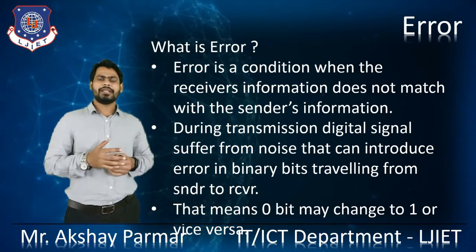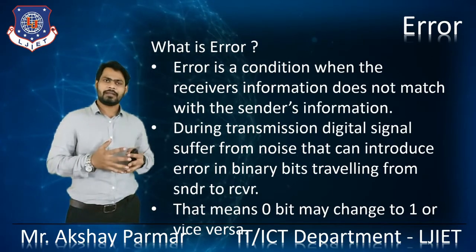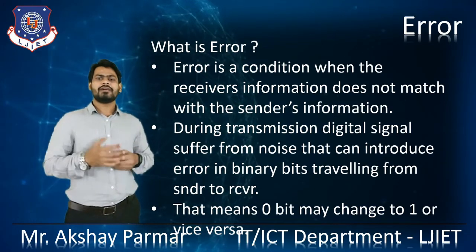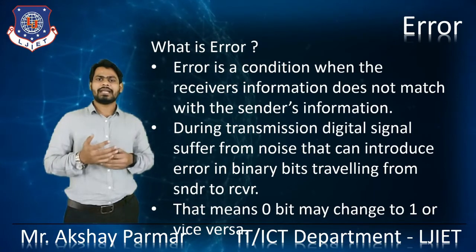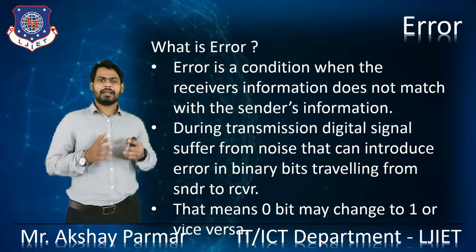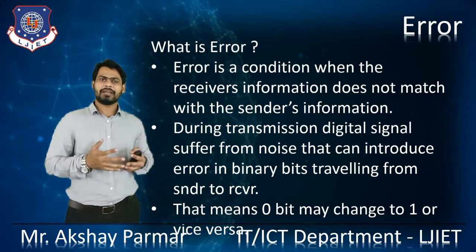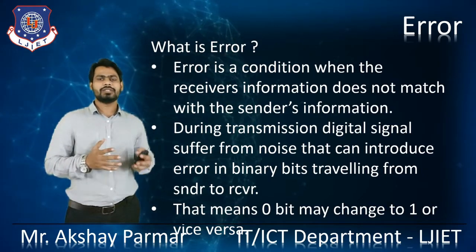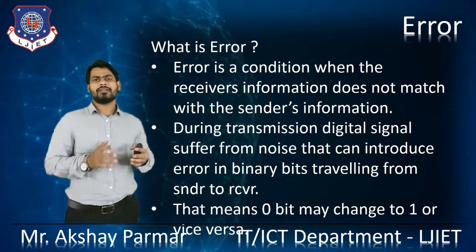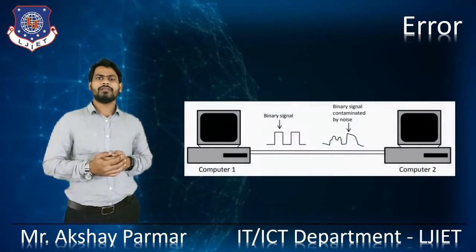With the effect of that noise, an error can be introduced in the binary bits traveling from sender to receiver. That means if the sender has sent the bit 0, it may be changed to the bit 1, or if the sender has sent the bit 1, at the receiver it may be changed to 0. So a 0 bit is converted to 1, or a 1 bit is converted to 0. That is the effect of the error. So we have seen what is error.